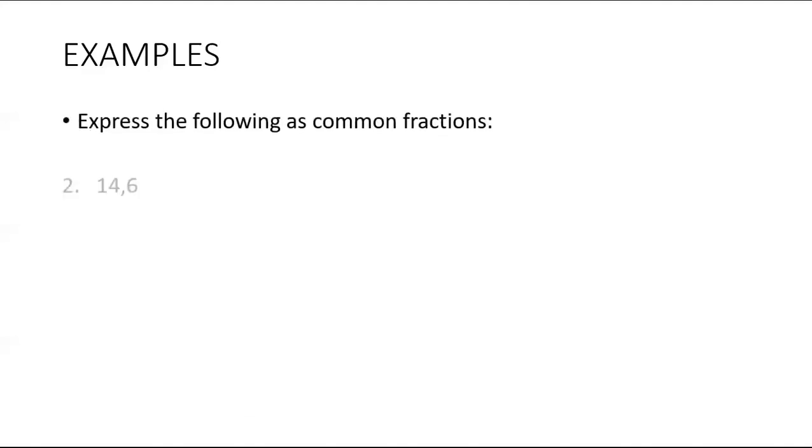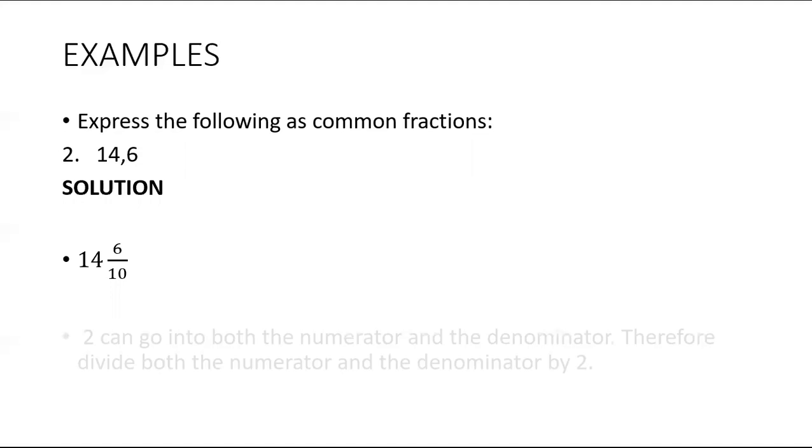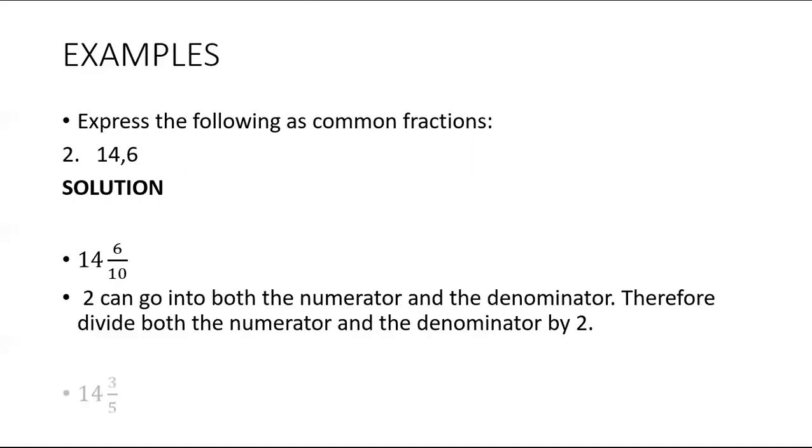Now let's express this one as a common fraction. Please note that we are only changing the decimal to a fraction. So we'll keep 14 as it is, and that 6, we're going to divide it by 10 because it's only one decimal. Now simplifying that 6 over 10, note that it will simply give you 3 over 5. So that is a mixed fraction.